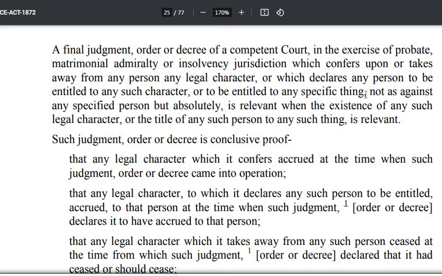So उस तरीके का कोई भी judgment होगा, then they are saying further that not as against any specified person but absolutely is relevant when the existence of any such legal character or the title of any such person to any such thing is relevant. Now they are saying absolutely. What do you mean by absolutely?